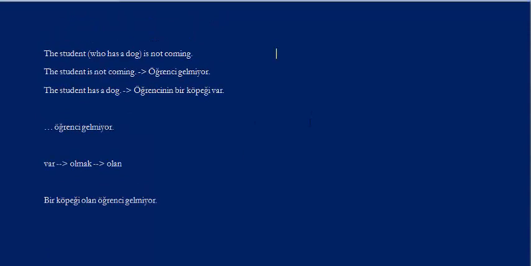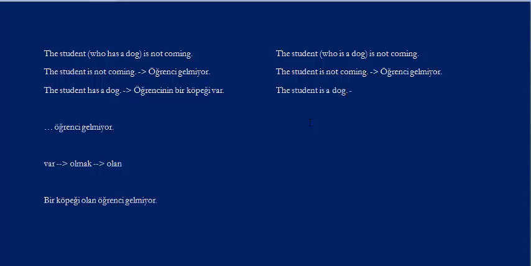I'm gonna use the other part of the sentence. Let's say the student who is a dog, who is not human, is not coming. So this is the student is not coming, which is öğrenci gelmiyor again. And the student is a dog. Öğrenci bir köpek. Right? So that's the sentence.